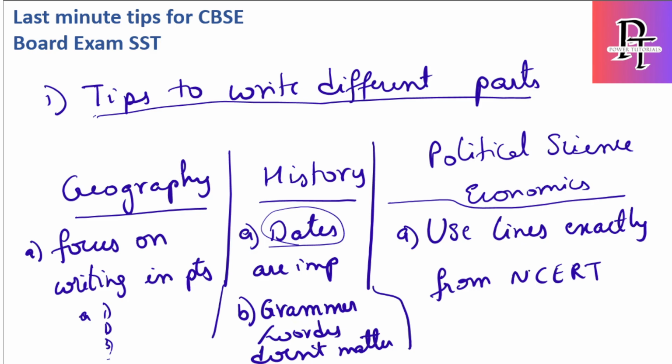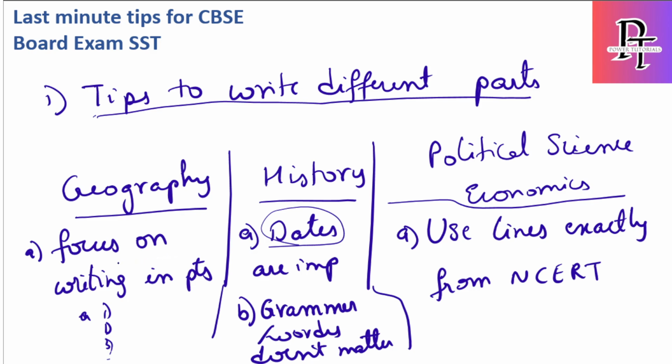Whereas in political science and economics, the lines should be exactly matched. I mean, the phrases or the sentences should exactly match your NCERT Class 10 textbook. So always use only those phrases. If you don't know the phrases and you remember only 1 or 2 phrases, then just underline those lines, and there is no need to underline the rest.